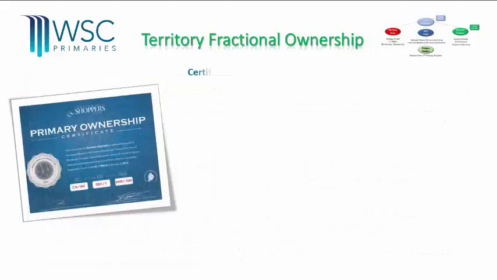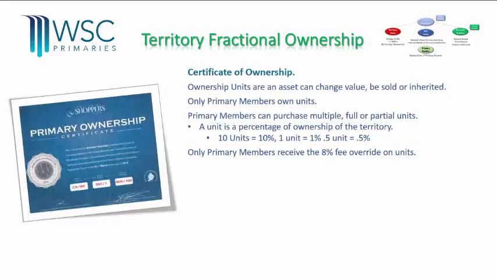Now let's relate that to the territory fractional ownership program. It's the same. It's important for you to understand that each unit carries a certificate of ownership, and it is an asset. And that asset can change value, be sold, or inherited. Only primary members can own these units. Primary members can purchase multiple full or partial units. That is, each unit is representing a percentage of the territory. Someone who wants to buy 10 units will own 10% of the territory. One unit, 1%. And because some of the units are valued at over $1,000, someone purchasing just $1,000 could wind up with a partial unit.